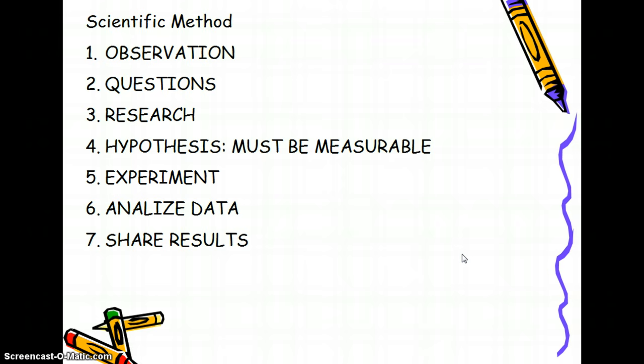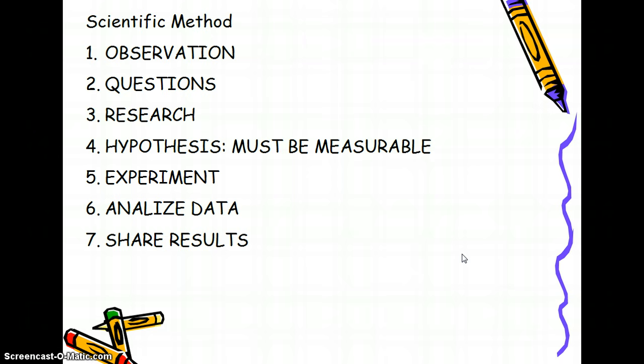So here are our steps in the scientific method. Remember, the first is obviously you make an observation. Based on your observation, you come up with questions. You have to do research after you come up with a question because there's no point making an experiment if there's already answers out there. So based on your research, you may find the answers.